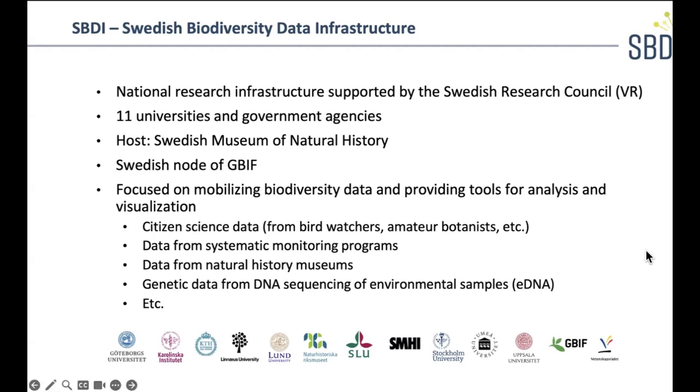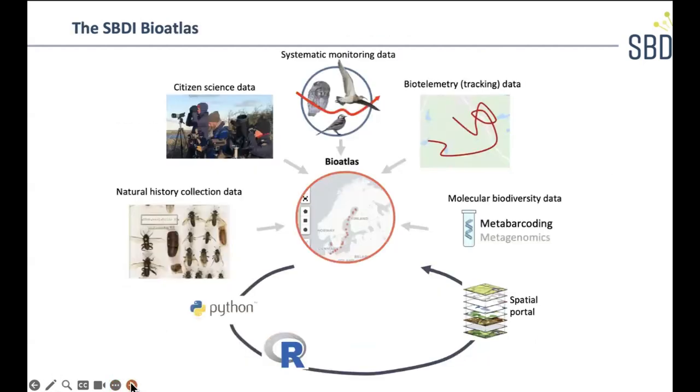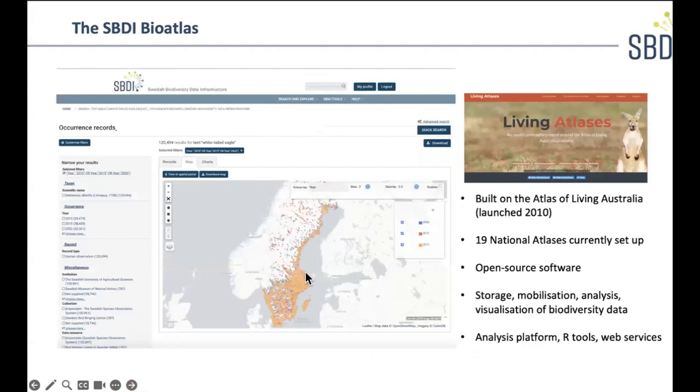And the core, or the heart, of the SBDI is probably the BioAtlas. The BioAtlas is a platform where all of these species occurrence data from the various sources are gathered, and where you can then search for a species and get it displayed on a map, and you can download its occurrences over space and time. And this platform is built on the Atlas of Living Australia platform, which was launched already in 2010.